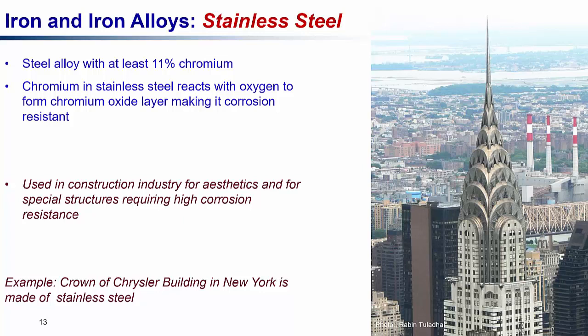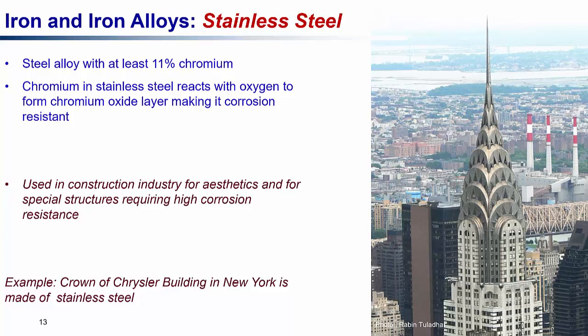Steel alloyed with at least 11% chromium is called stainless steel. Chromium in stainless steel reacts with oxygen in the atmosphere to form a thin layer of chromium oxide on the surface of the steel. This thin passive layer formed on the surface of the stainless steel makes it highly resistant to corrosion and stains.